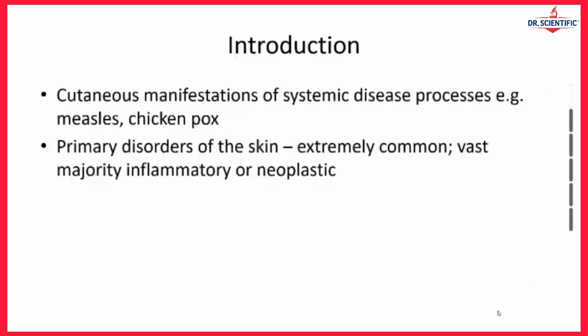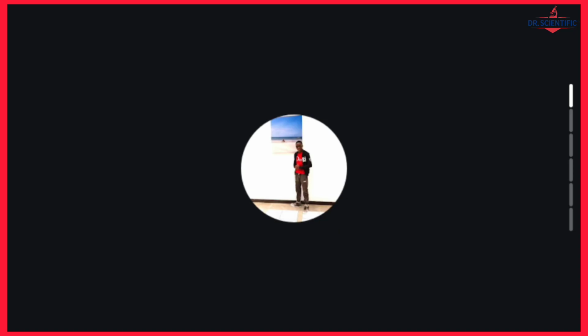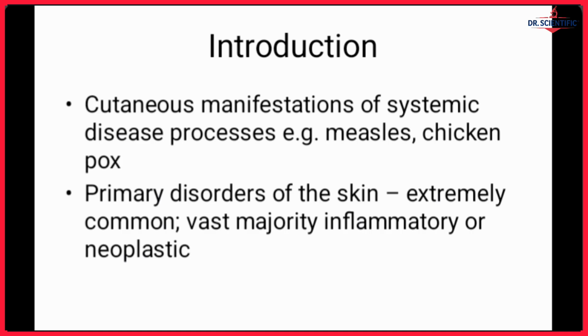are primarily skin. That is talking about the dermis and epidermis. And these are very common. Most of the vast majority of them are inflammatory or neoplastic. When you talk about inflammatory, you're talking about dermatitis, different types of dermatitis. You talk about inflammation, which could be chronic or acute. But when you talk about neoplastic, it means it's either tumors, which could be benign or malignant.